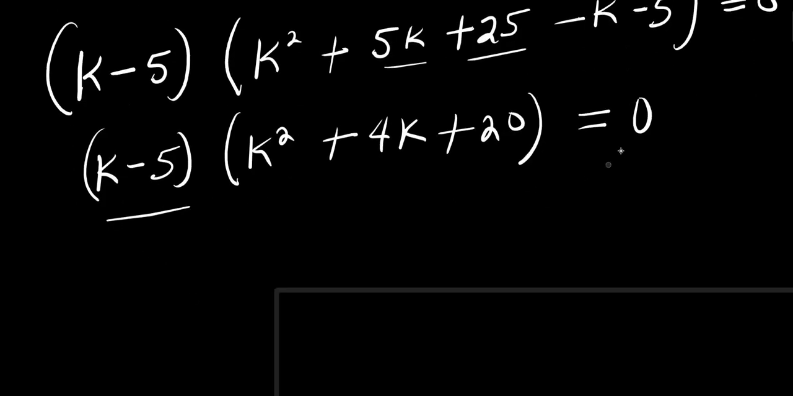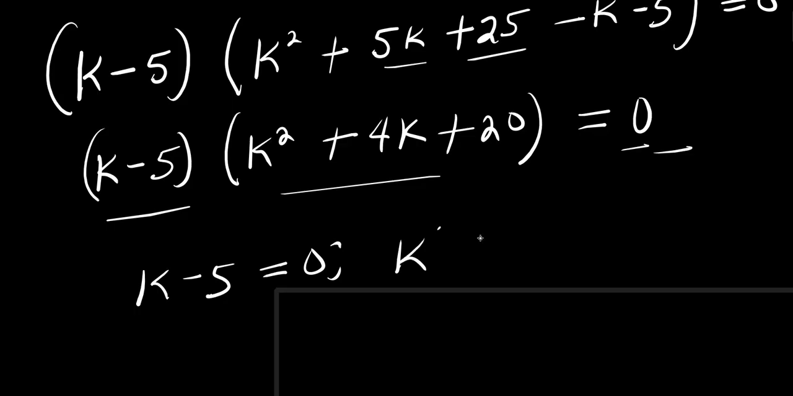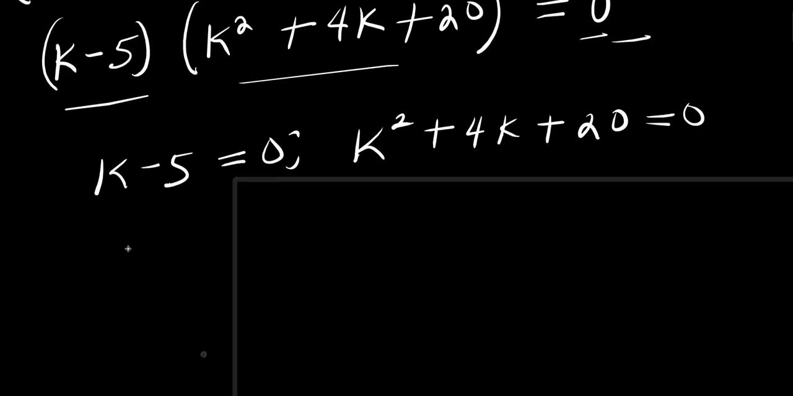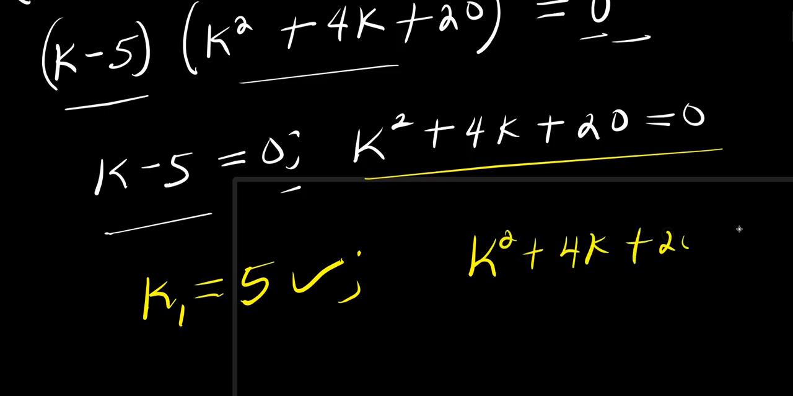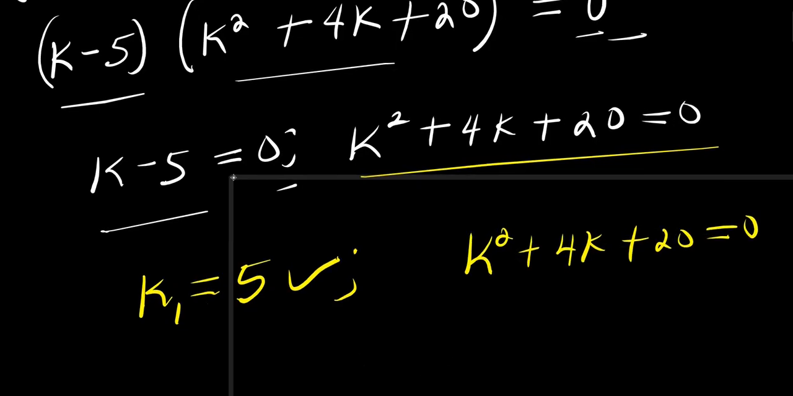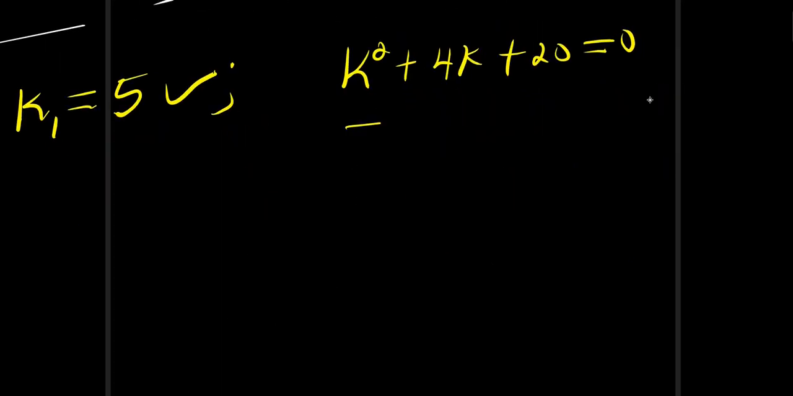Let's equate these two. We have k minus 5 equals 0. We have k squared plus 4k plus 20 equals 0. If k minus 5 equals 0, that means k equals 5. That's our k1. For this, we have k squared plus 4k plus 20 equals 0. We solve this using the formula method because it's not factorizable.